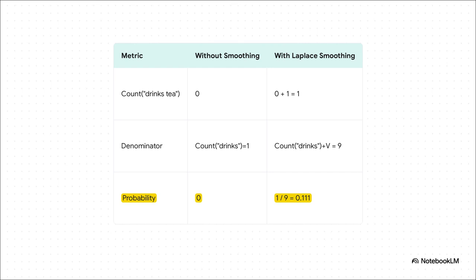Let's apply this to our problem case. Remember that unseen bigram "drinks tea"? Without smoothing, its count was 0, so its probability was 0. Now, with Laplace smoothing, the numerator is the count 0 plus 1, which is 1. The denominator is the count of the first word, "drinks," which was 1, plus our total vocabulary size, which is 8. So 1 plus 8 is 9. Our new probability is 1/9, or about 0.111. Now look at that number. It's small, which makes sense because we've never seen it before. But the most important part? It's not 0. The engine is fixed. It can now handle the unexpected.